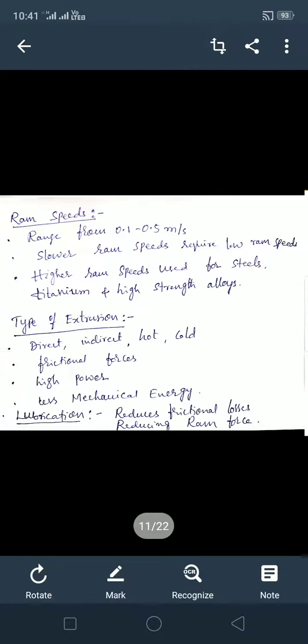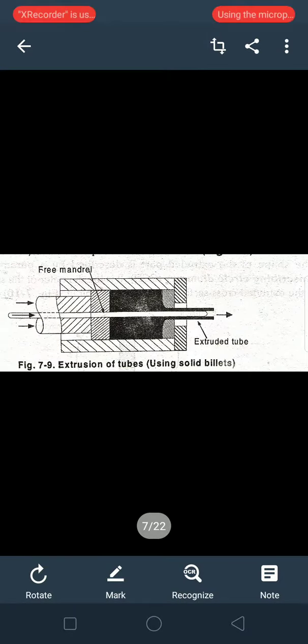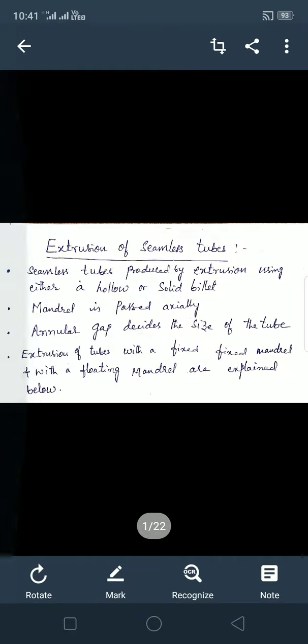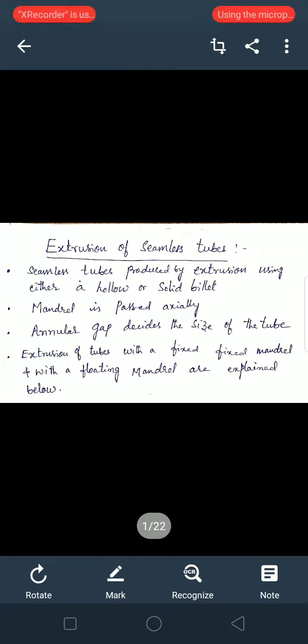The production of seamless tubes is finding wider application. In industrial applications, some of the tubes should be pressure tight and high temperature resistant. Those tubes are especially produced by the extrusion process. Now, extrusion of seamless tubes.